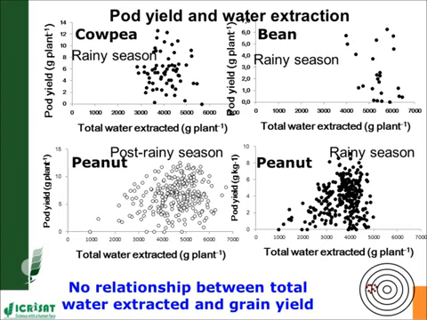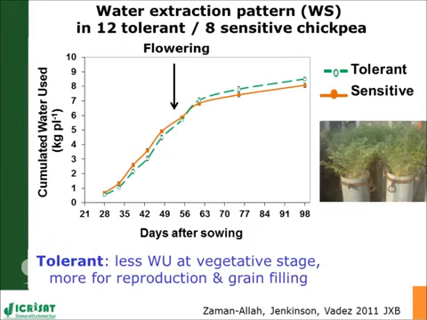So here we have a phenotype which is very precise, but again, it's off target. It's not the phenotype that we need to look at. So it's really not about the total water that's extracted from the soil profile. So what we did was to measure the kinetics of water extraction.